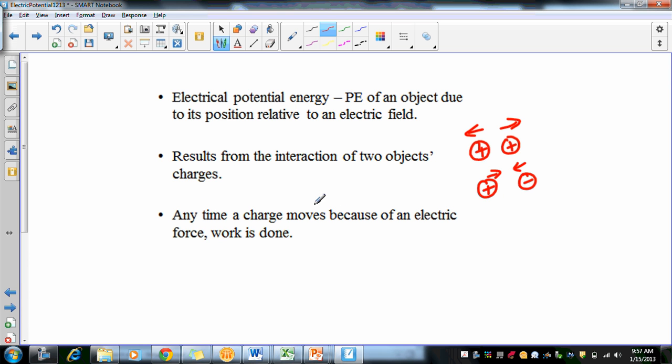Anytime a charge moves, because of the force, work is done. So it's either being done by the object or being done to the object. If you are doing work on it, it's gaining energy. If the object is doing work, then it's losing that potential energy.